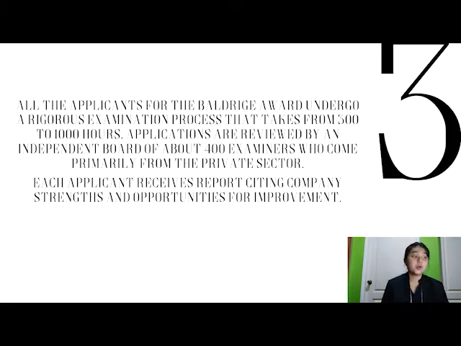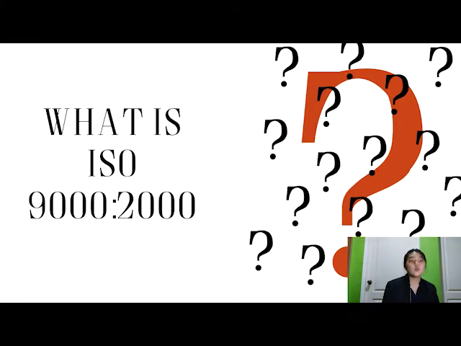All the applicants for the Baldrige Award undergo a rigorous examination process that takes from 300 to 1,000 hours. Applications are reviewed by an independent board of about 400 examiners who come primarily from the private sector. Each applicant receives a report citing company strengths and opportunities for improvement. If a company receives a Baldrige Award, it only means that they excel at human resource practices, including training and development. Next is, what is ISO 9000-2000?